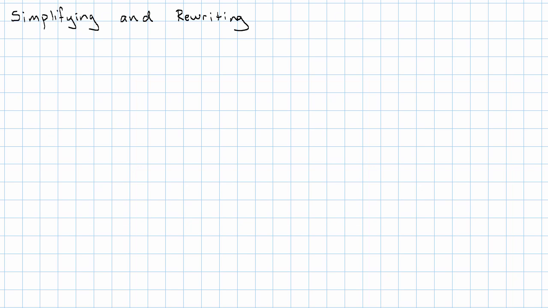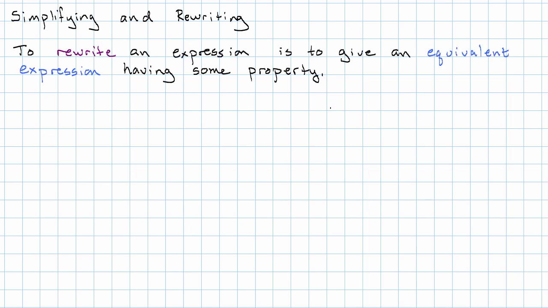There are two words that we use to describe what we're doing when we create equivalent expressions. And those two words are simplify and rewrite. To rewrite an expression is just to give an equivalent expression that has some property that's specified in the description.